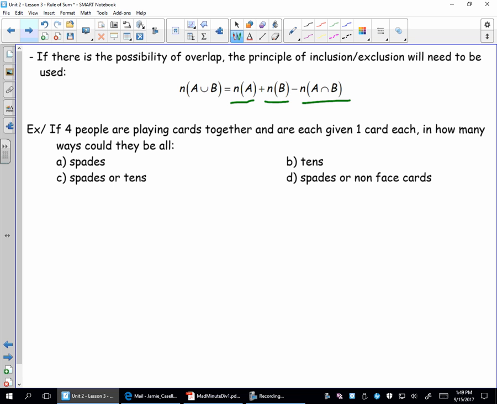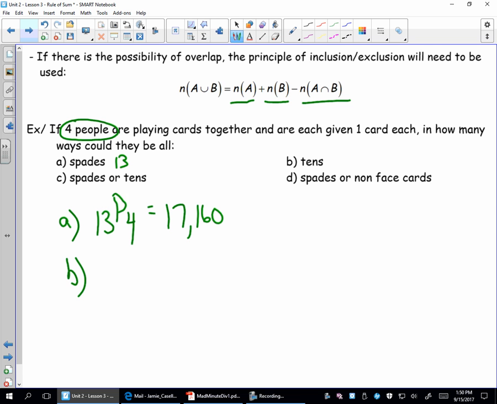Okay, so we're looking at people playing cards. They have a deck of cards. Remember there's 52 cards in a deck. So there's 4 people and each is given 1 card. How many ways could they all be spades? Well, how many spades are there in a deck? It's a quarter of the cards, right? In other words, there's 13 different spades. And I need to deal out 4 cards because there's 4 people and they each get 1. So in other words, I need to do 13P4. Each person is going to get a different card. There's no repetition. Once the card's out, it's gone. And I can tell them apart. I can tell who got each card. So that's 17,160.